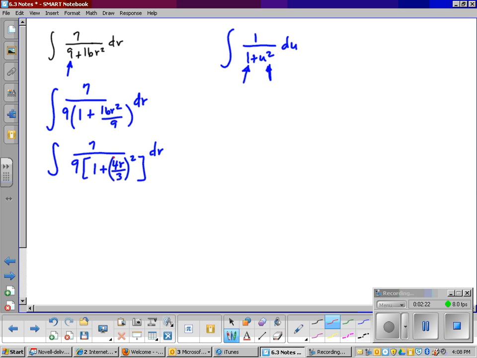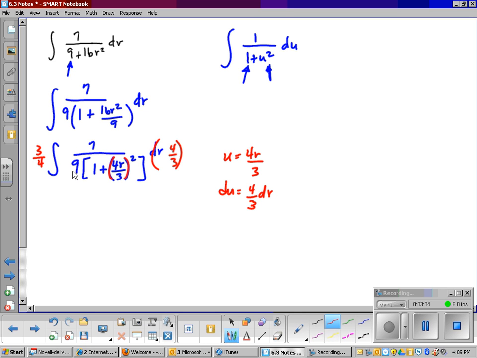Now I want to use what's in parentheses right here for my u, because then it will fit this pattern other than these numbers, which are just constant multiples that I can factor out to the front. So I'm going to take u equals 4r over 3. When I find du, it's going to be 4/3 dr. And so the 4/3 needs to be fixed. I have 7/9 right there. I need to have 4/3 rather than trying to manipulate that. I'm just going to deal with the 4/3, which means I also have to multiply by 3/4, the reciprocal, and then I'll just deal with the numbers themselves.